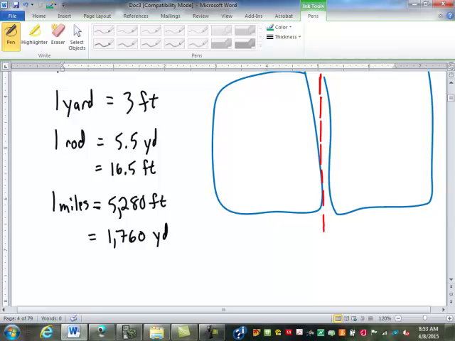A pace was starting on your left foot, going to your right foot, and then back to your left foot was considered a single pace. So 1,000 paces was a mile, which came out to be about 5,280 feet. So those are our units of length.